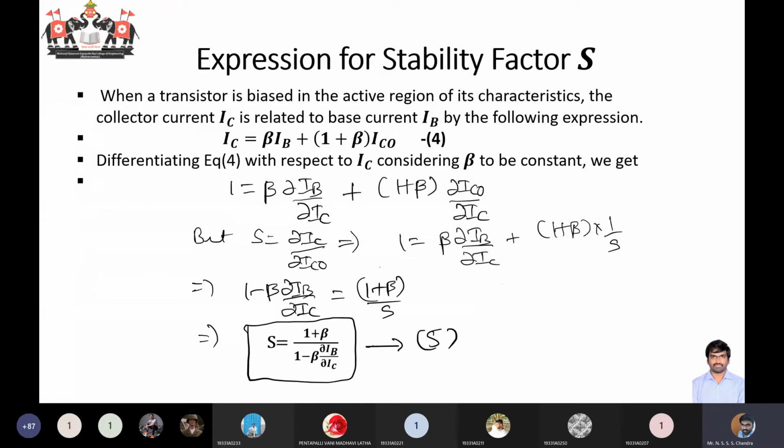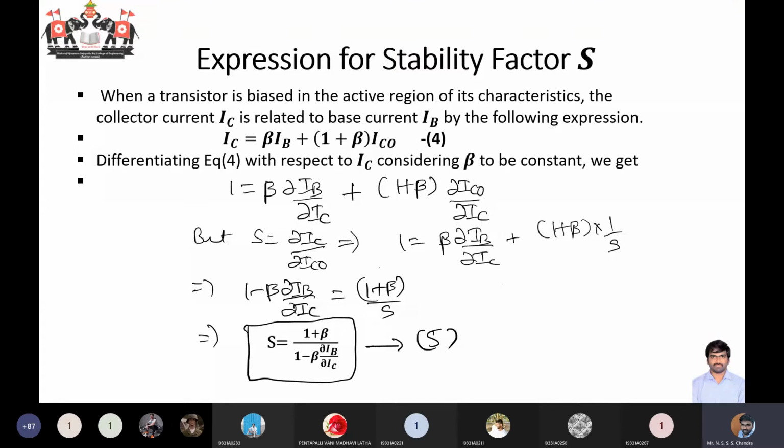You already know that if your transistor has to act as an amplifier, you should ensure it is always in the active region. If you keep a transistor in the cutoff region, it acts like an open switch. If you keep it in the saturation region, it acts like a closed switch. So your transistor should always be in the active region to act as an amplifier. We are taking an NPN transistor. You already know the current relations: IC equals beta IB plus (1 plus beta) IC naught, right?